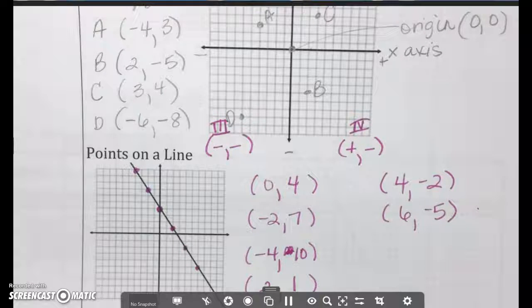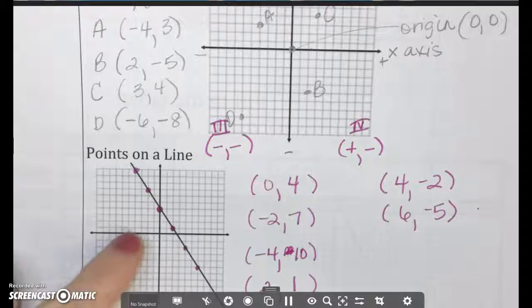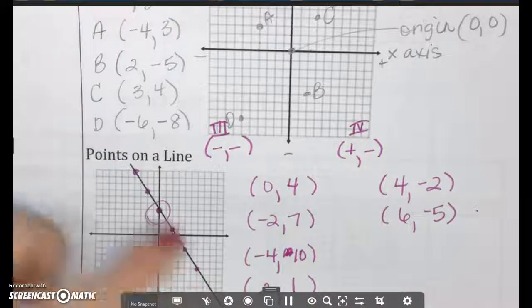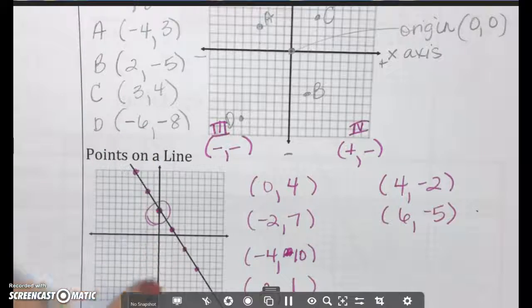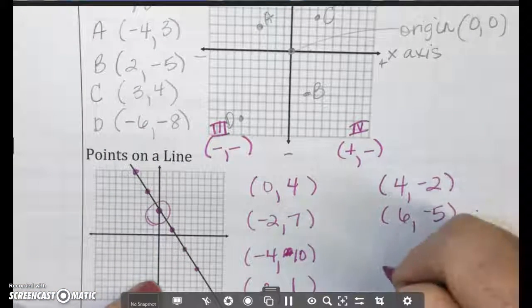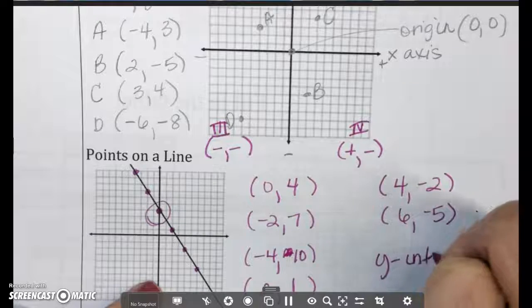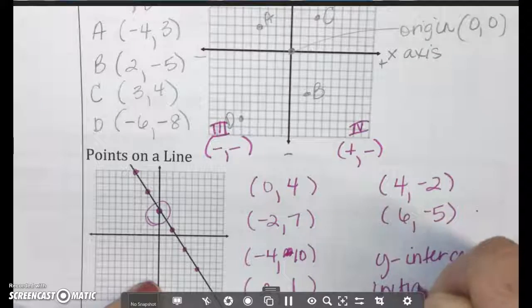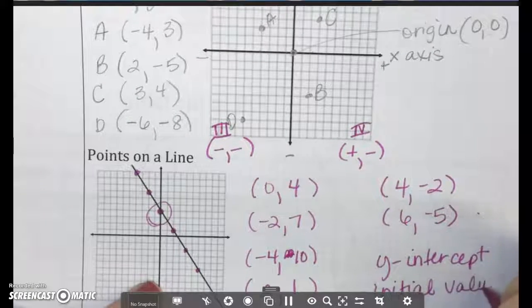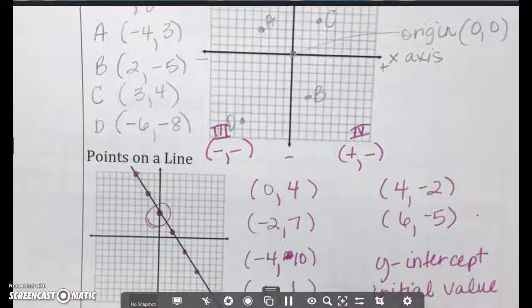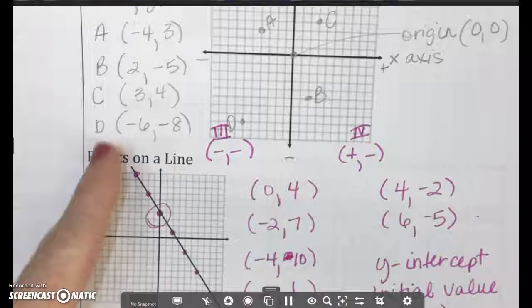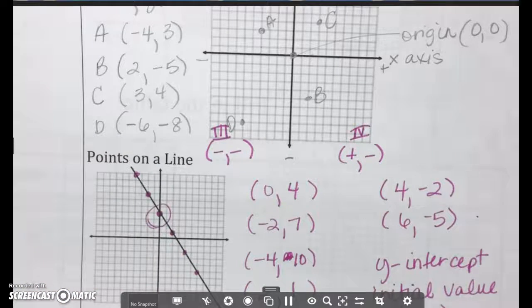So one really important idea I want to talk about is the idea of an initial value or a starting point. And that starting point for any of our straight line graphs is always going to be on the y-axis. And we call that the y-intercept. You can also call it the initial value. That's what it represents. It represents the initial, where did you start? Okay, so in this case, our initial value was at 0, 4, or our y-intercept. It's wherever your line crosses the y-axis.